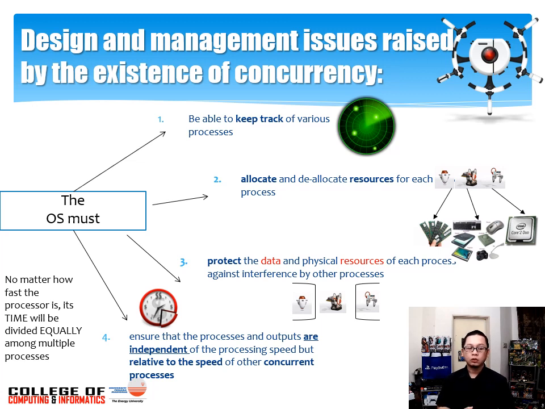And secondly, you need to be able to allocate and deallocate resources for each process based on condition. So let's say a certain process hangs, then that process must be able to release those resources so that those resources can be used by other processes. Thirdly, you must protect the data and physical resources of each process against interference from other processes. So this is where you have process protection or process security. Other processes cannot interfere with what's happening with other processes.